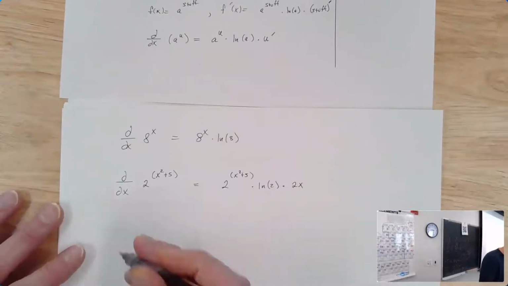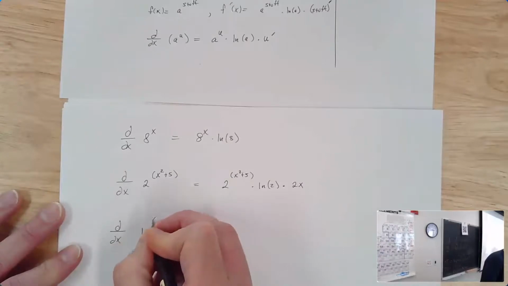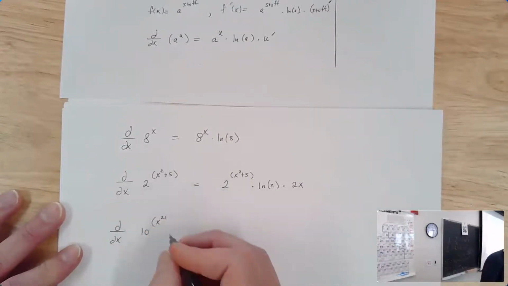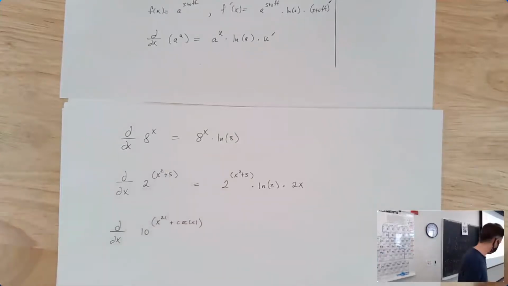So why don't you all try this one? Find the derivative of 10 to the x squared. I already used x squared. Let's say x to the 21st power plus cosecant of x. Try that one on for size.